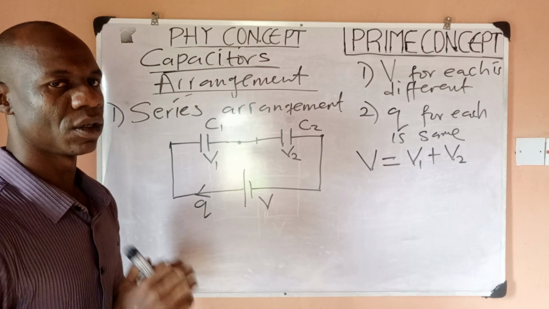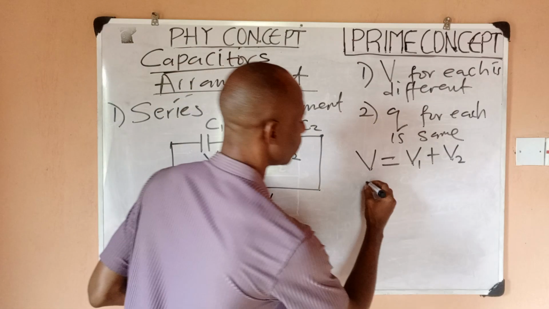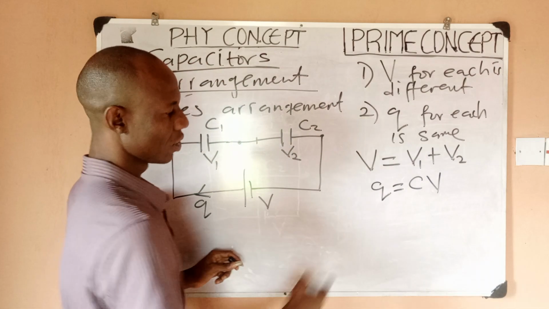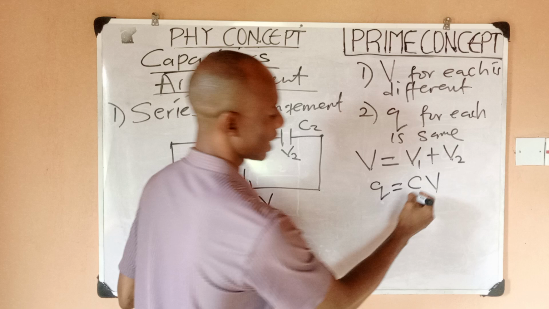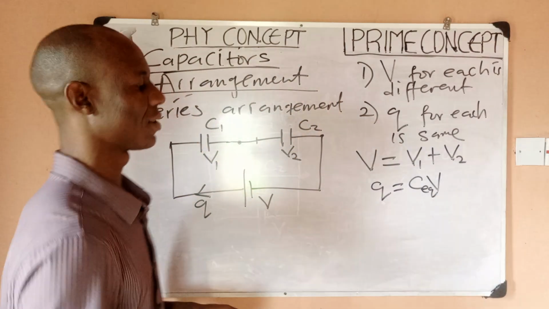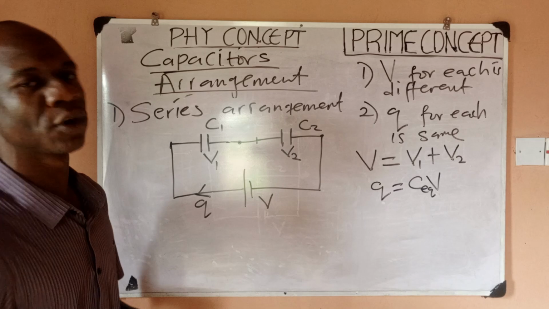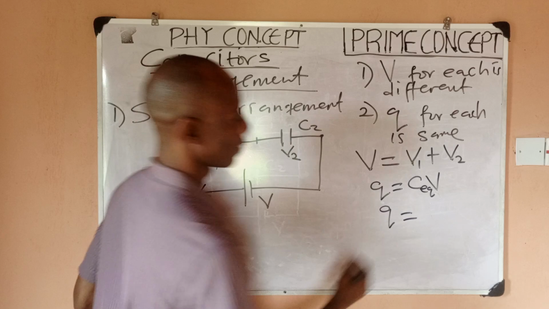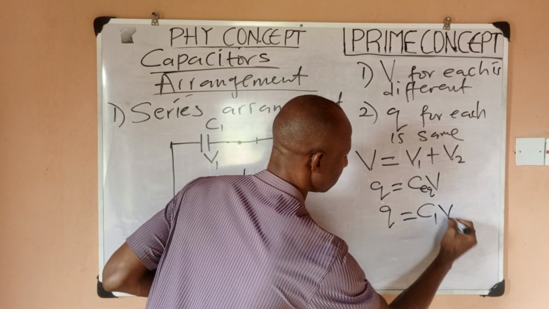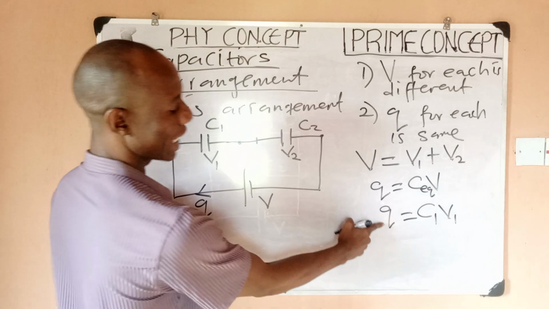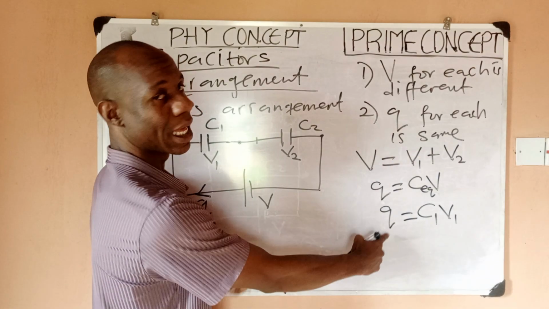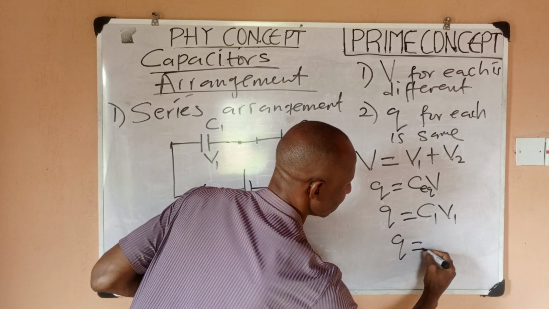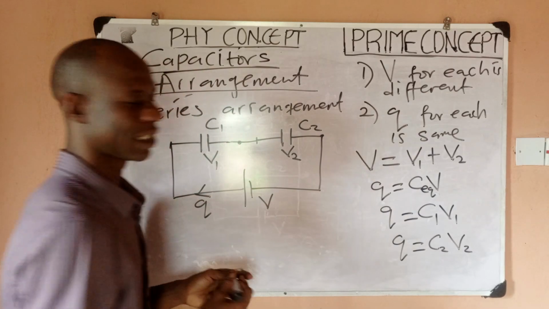Now, if you recall the formula for capacitance, we mentioned that Q is equal to CV, right? So if I call this Q, which is the total charge, then I will call this the total capacitance, so that V becomes my total voltage. Also, we can have Q equals C1 V1 for this particular case. Remember, the charge is still the same, so that's why I'm not saying Q1, I'm still saying Q equals C1 V1. Then for this, I would have that Q is equal to C2 V2. The charge is still the same.